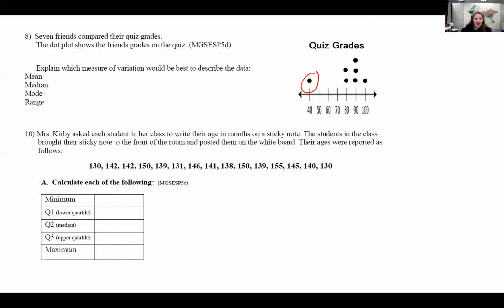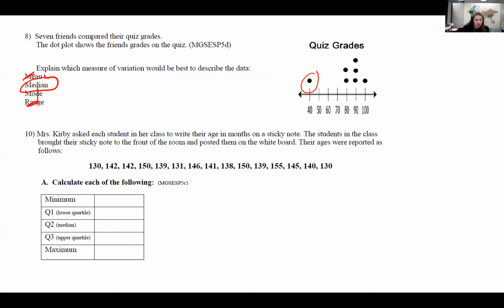Okay, we're also not going to use the range because this outlier would make the range large. So 100 minus 40 is 50, right? If there wasn't this outlier and our lowest grade was 80, the difference here would only be 20. The range would only be 20. So if you throw out the mean, you got to throw out the range. So we're going to go with the median. If you have a set of data and you want to talk about which measure of variation would be best, if there's an outlier, you're going to use the median.